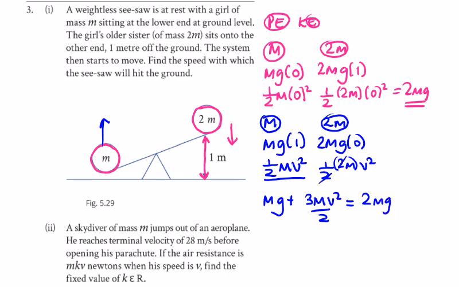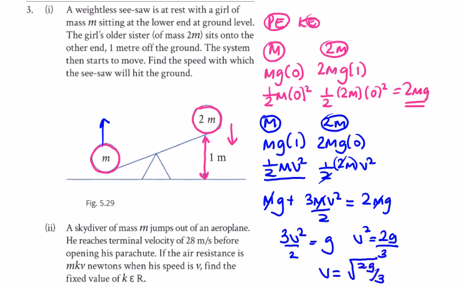So if we bring mg to the right, well, let's divide by m first. We're going to get 3v squared over 2 is equal to g. So v squared is equal to 2g over 3. So v would have to be equal to the square root of 2g over 3. Don't think it asks for a decimal, does it? Speed at which it hits the ground, square root of 2g over 3.